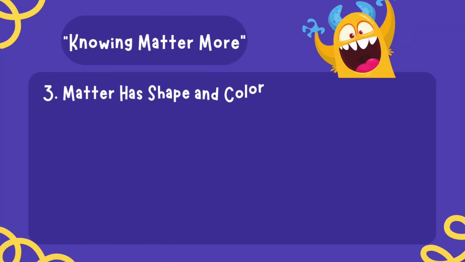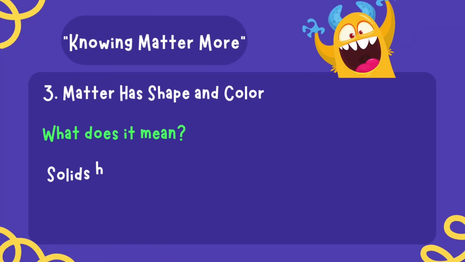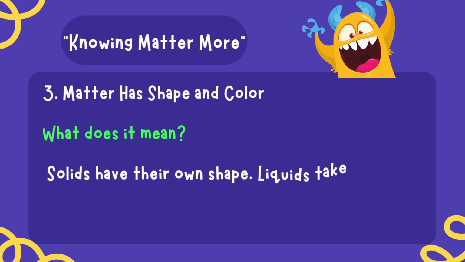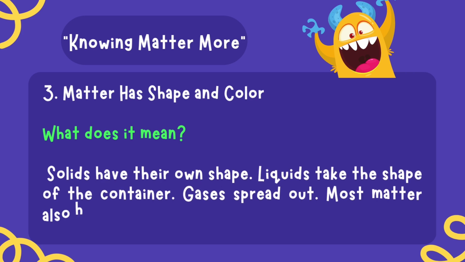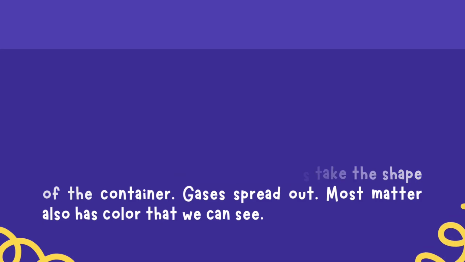Okay, so for the next station, matter has shape and color. So what does it mean? Solids have their own shape. Liquids take the shape of the container and gases spread out. So most matter also has color that we can see.